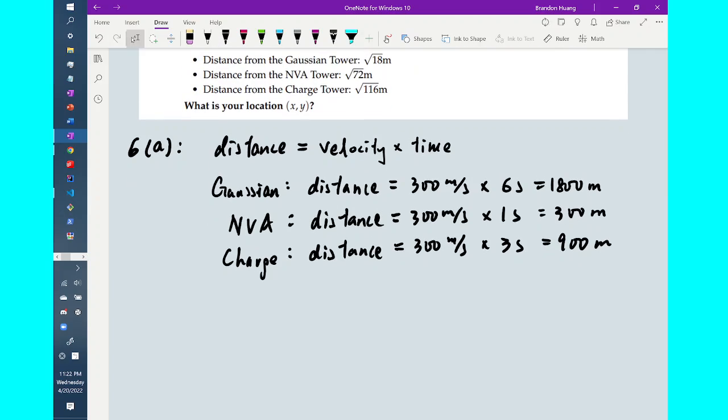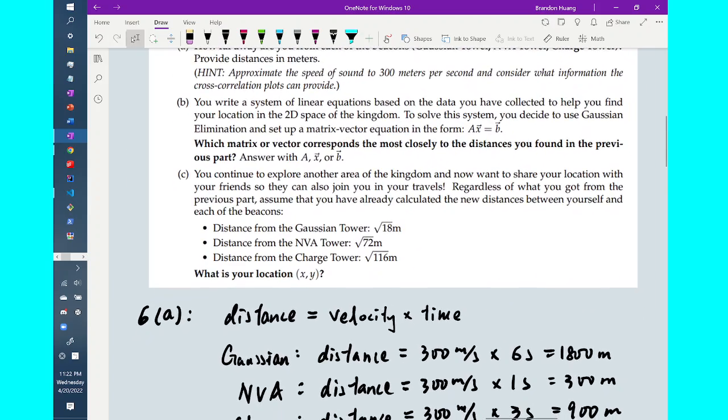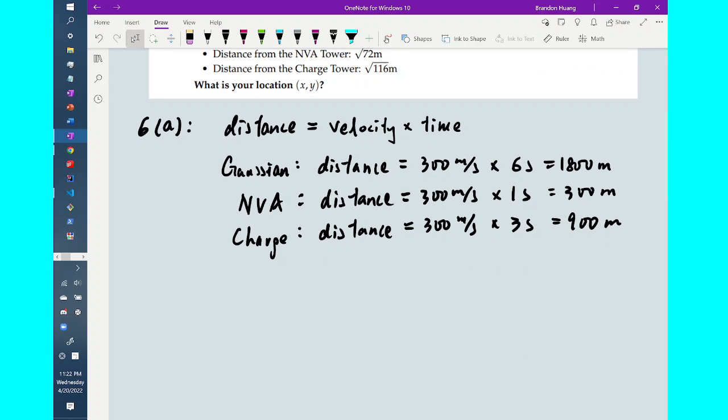Now let's move on to the second part of the question, where it asks that if we have written a system of linear equations to try solving for my location in the 2D space of this kingdom with the 3 towers, what matrix or vector should correspond most closely to the distances we found in the previous part? Say that we somehow came up with a matrix-vector equation, that is AX is equal to B.